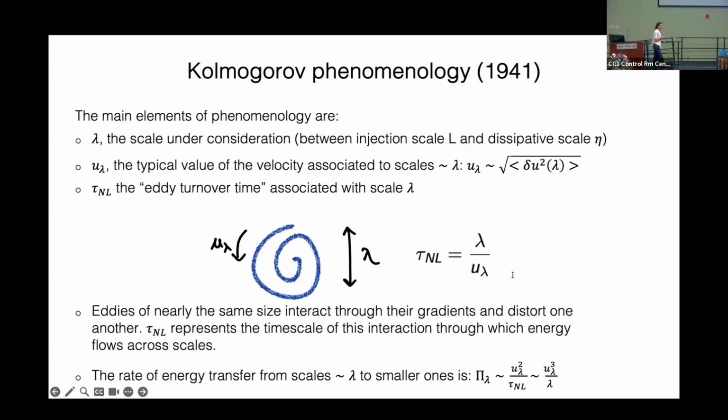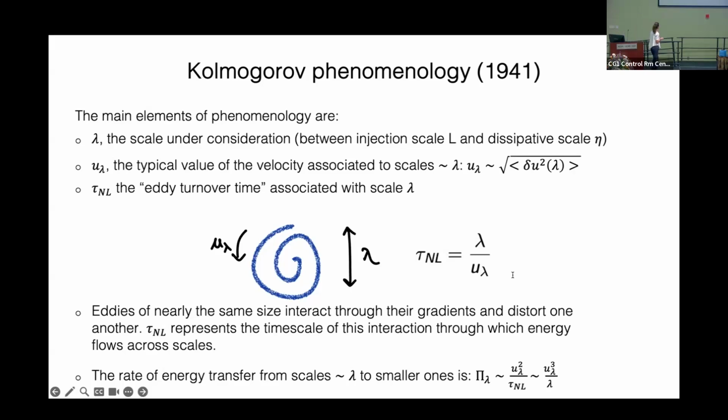And then the hypothesis he makes is that eddies of nearly the same size interact through their gradients and distort and get destroyed. The intuition behind this hypothesis is that if you have a gigantic eddy and a smaller eddy, the gigantic one is going to advect the much smaller one, and the much smaller one won't really affect the larger one much. So the most efficient interactions are between nearly same size eddies.